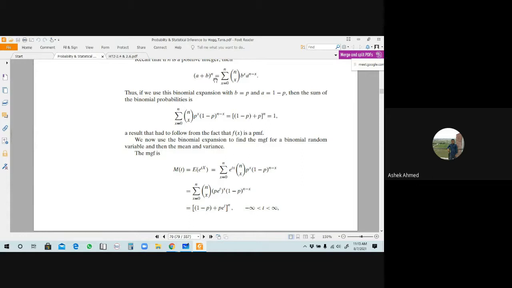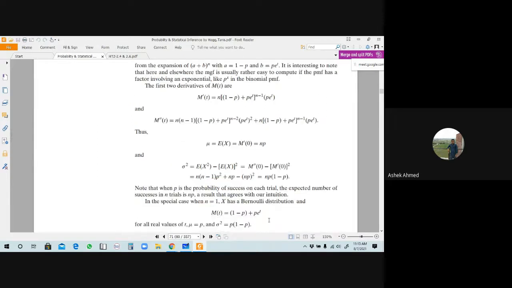So that will be the sum of a and b whole to the power n. So this is a plus b whole to the power n. So this will be 1 minus p plus p into e to the power t, whole to the power n here. Okay, this is the value of the moment generating function. Okay, this is the value of the moment generating function.